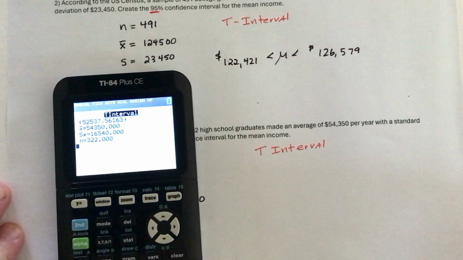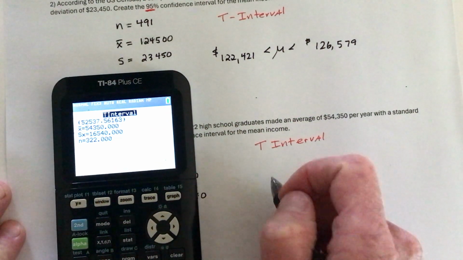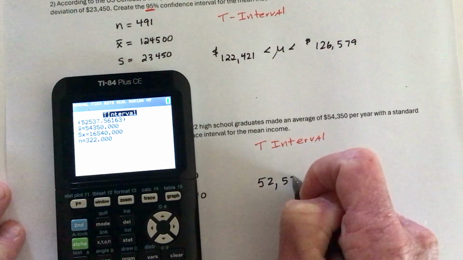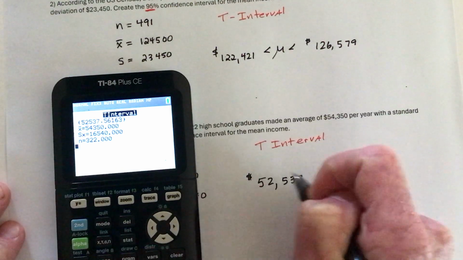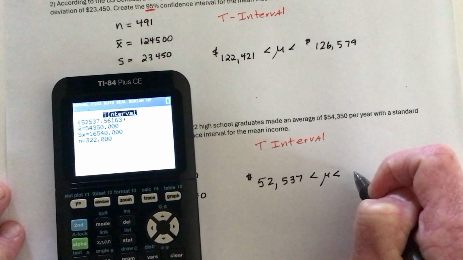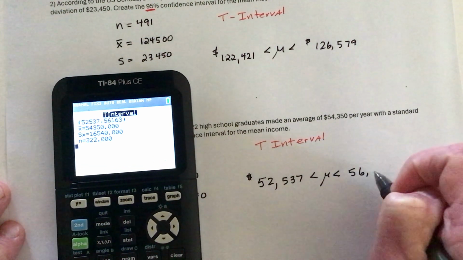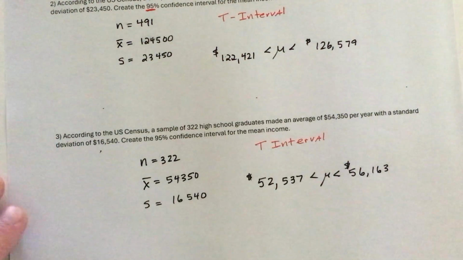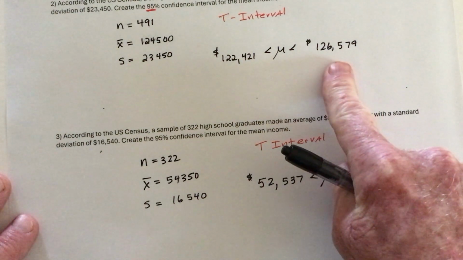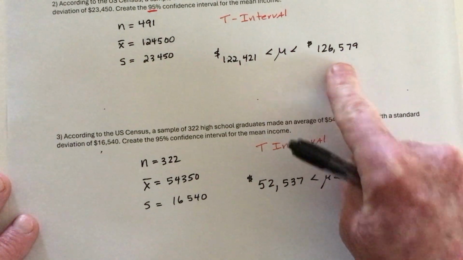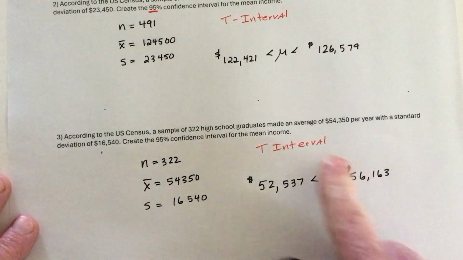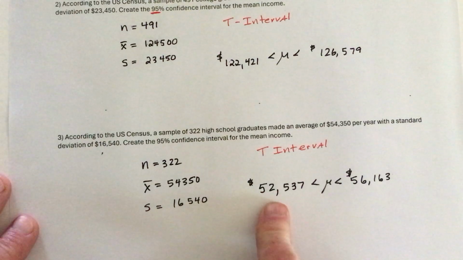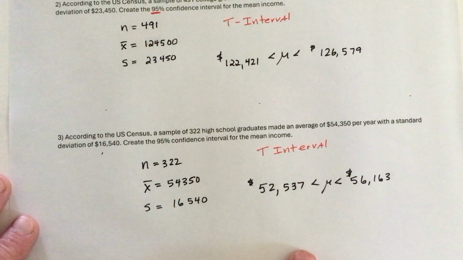And so then they would be making on average somewhere between $52,537 and up to $56,163. So then you could see, if you compare the two intervals, would you rather be making 126,000 or 56,000? Would you rather be making 122,000 or 52,000? So graduating from college seems to pay off.